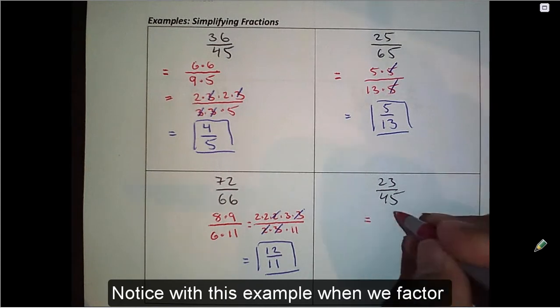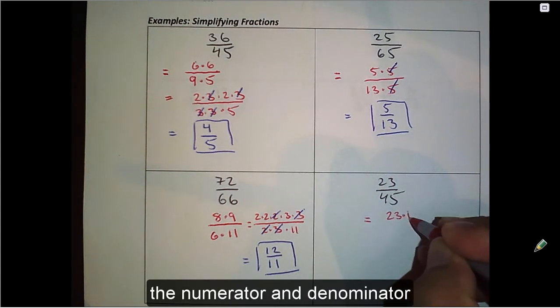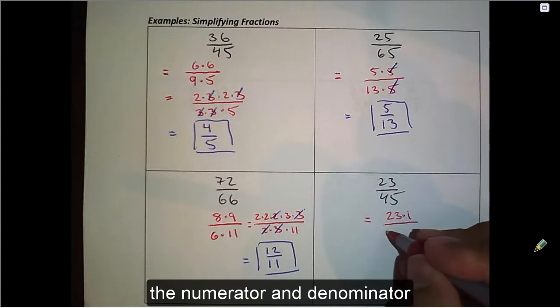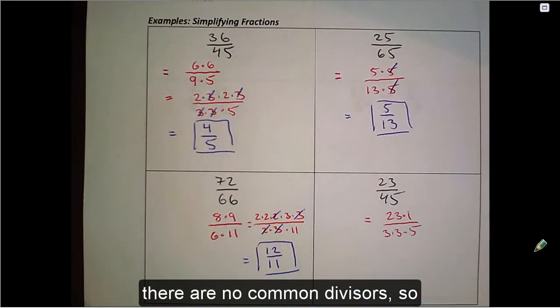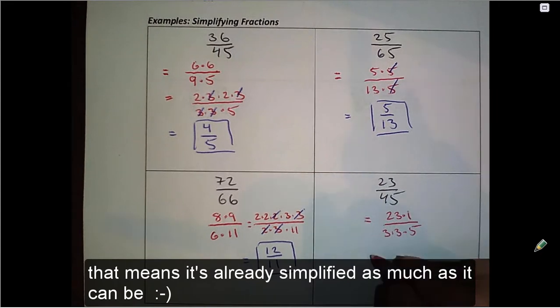Notice with this example, when we factor the numerator and denominator, there are no common divisors. So we are pretty much done.